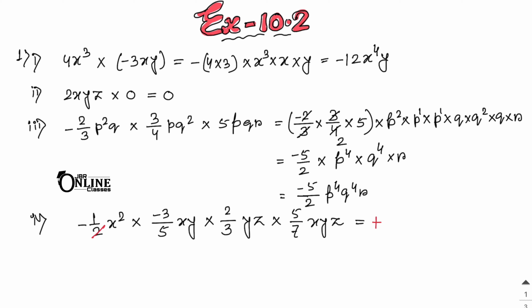Now here 2 will cancel out, then 3 cancels out, 5 cancels out. So here 1 by 7 first, then x square into x into x, that means x to the power 4. Then y into y, so it becomes y cube, and then z into z, so it becomes z square. So 1 by 7 x to the power 4 y cube z square is your final answer.